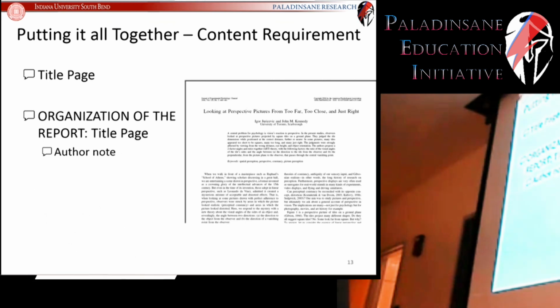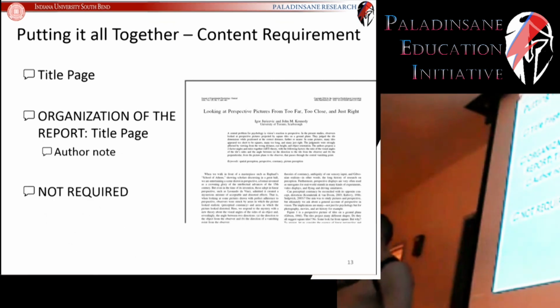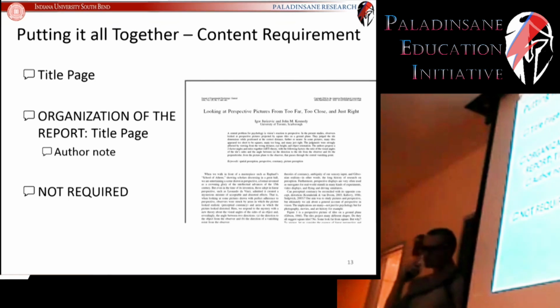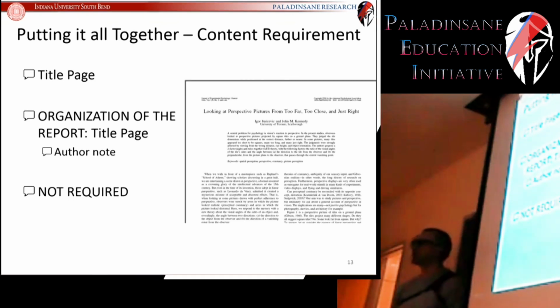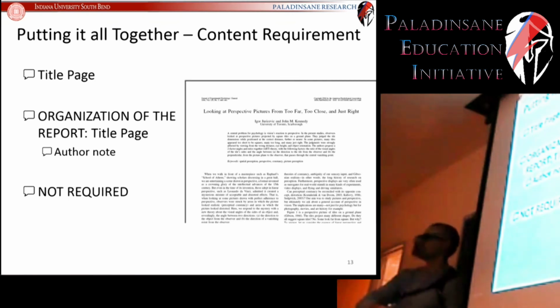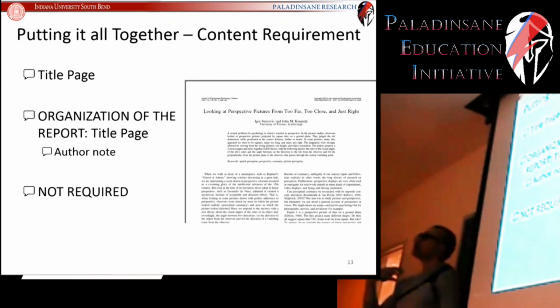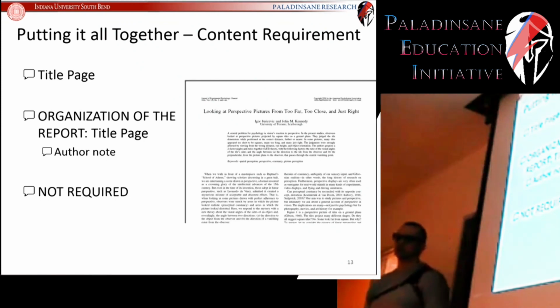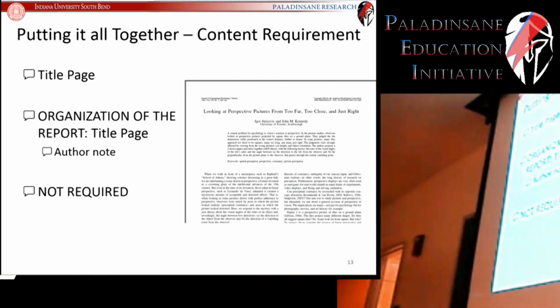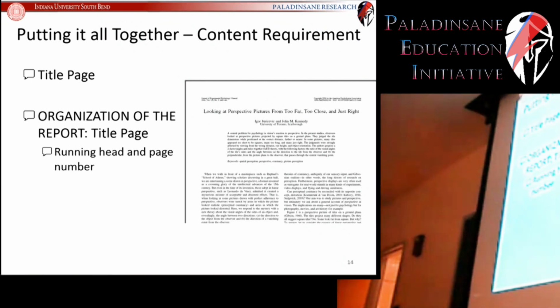Author's note for your paper, we don't need that. So typically an author's note will be how to get in contact with the author, corresponding information like email address and all that kind of stuff. We don't need that. We're not actually submitting this to a journal. So the author's note, we're not actually going to require that.